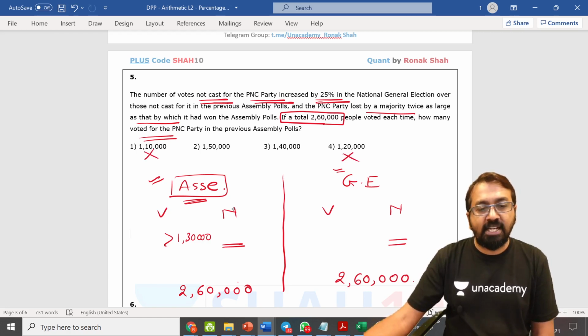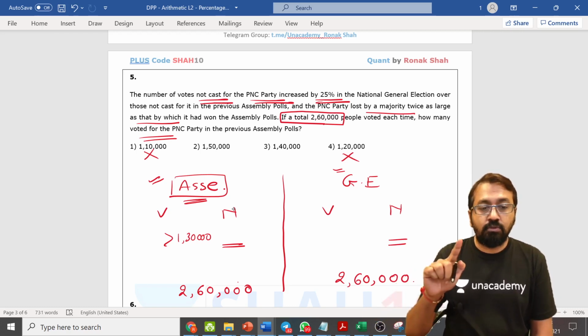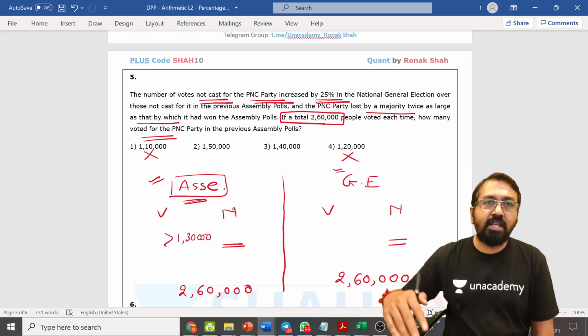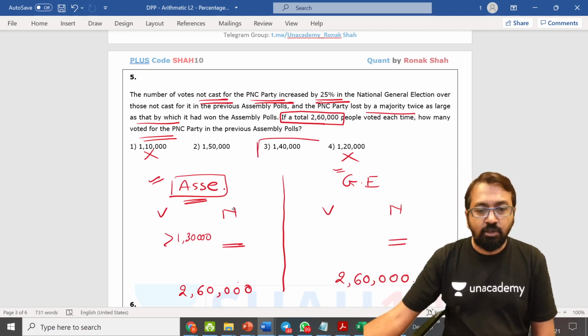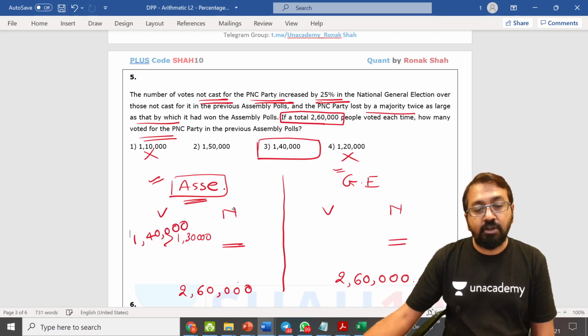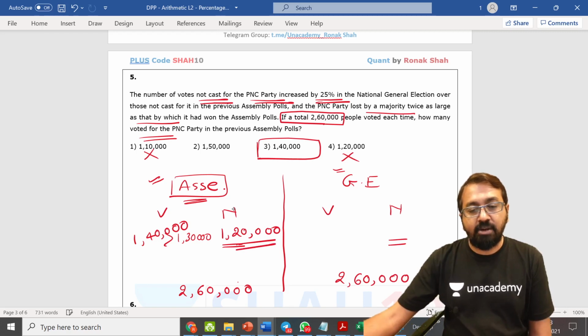So if I take 1,50,000 over here, this value will come out to be 1,10,000. And if you look at 1,10,000, 25% of that will come out to be something like 27,500, and it will get into some awkward value. But instead, if I look at option 3, and if I go ahead with option 3, that means if 1,40,000 people voted in favor of this PNC party during the assembly election, that means 1,20,000 people didn't vote for it, and this value increased by 25%, so it should become 1,50,000 over here. That means the remaining 1,10,000 voted for this party.